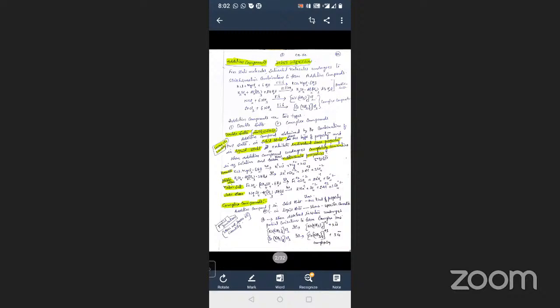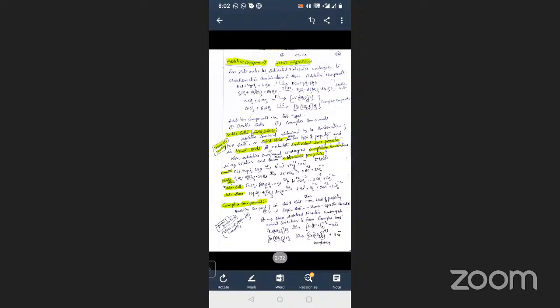Double salt means it is formed by the combination of two salts. In solid state it can exhibit one type of property. When it is dissolved in water, it can exhibit the individual ion properties. Those addition compounds are known as double salts.